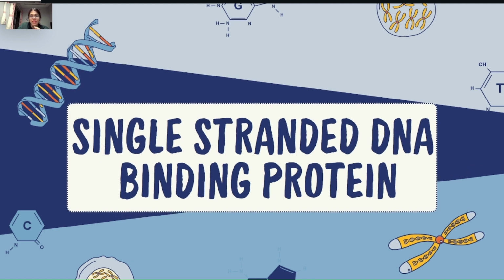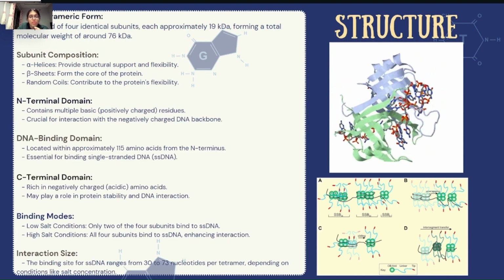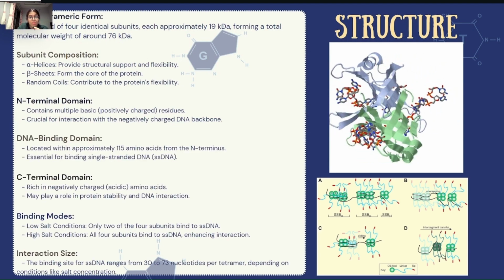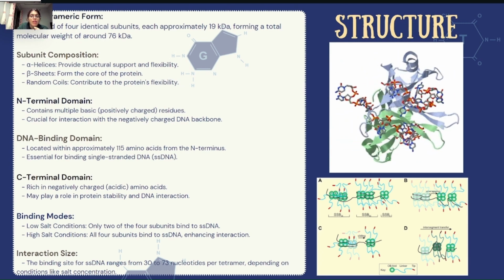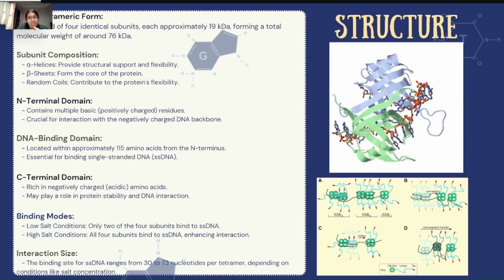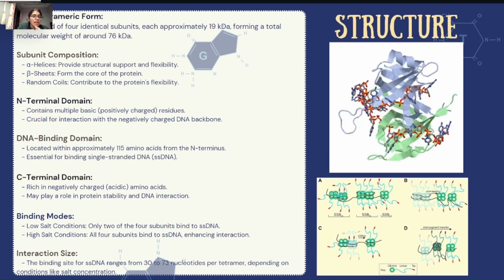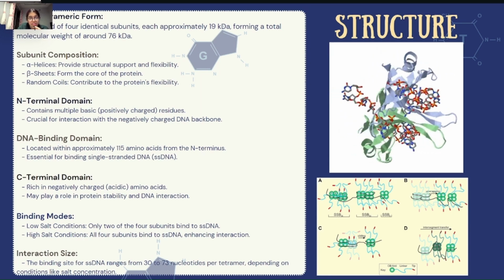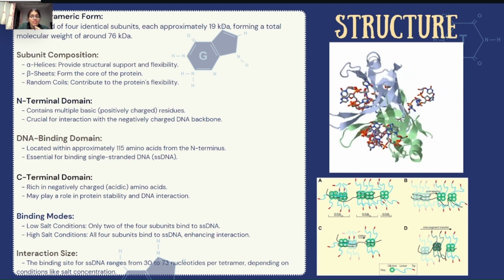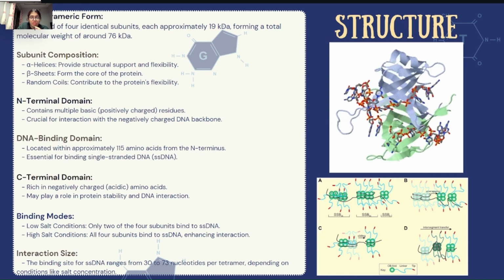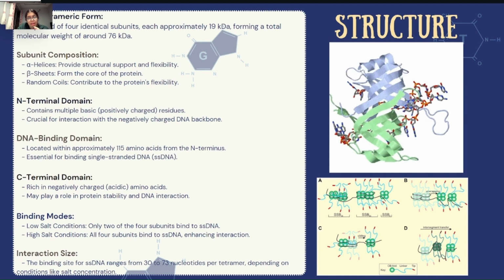Talking about the structure, it has a homotetrameric form, which is composed of four identical subunits. That is, SSB forms a stable complex that binds to single stranded DNA. Then it has an N-terminal domain and a C-terminal domain, where the N-terminal domain is like the adhesive side of a Velcro, ensuring strong attachment to the DNA backbone.